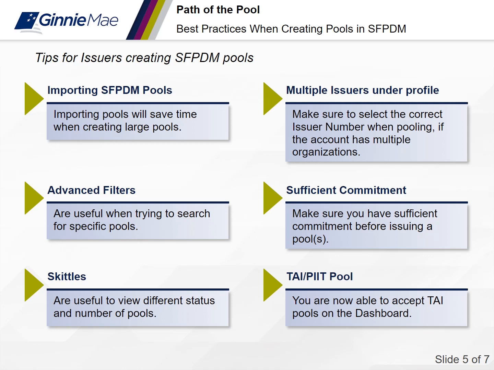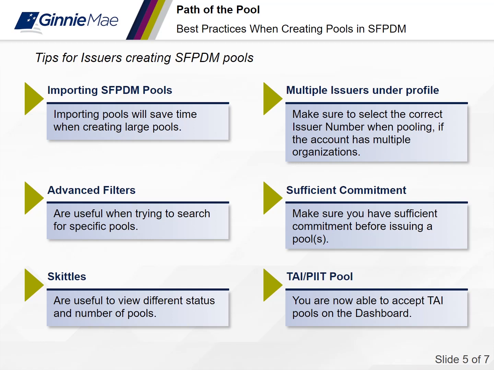Multiple pools on their profile. Make sure to select the correct issuer number when pooling if the account has multiple organizations. Very important to do that, because you might be set up in MyGinnieMae with more than one issuer number. Make sure you're selecting the correct information when you're doing that.